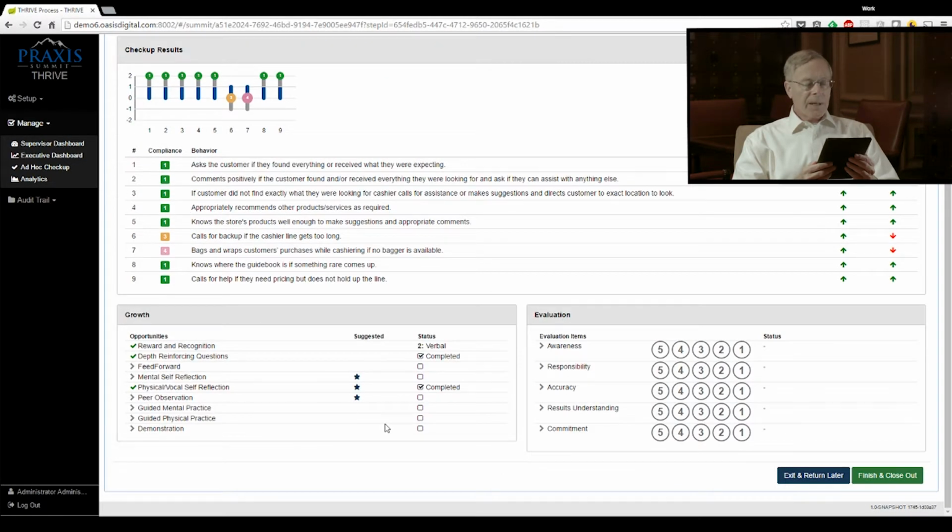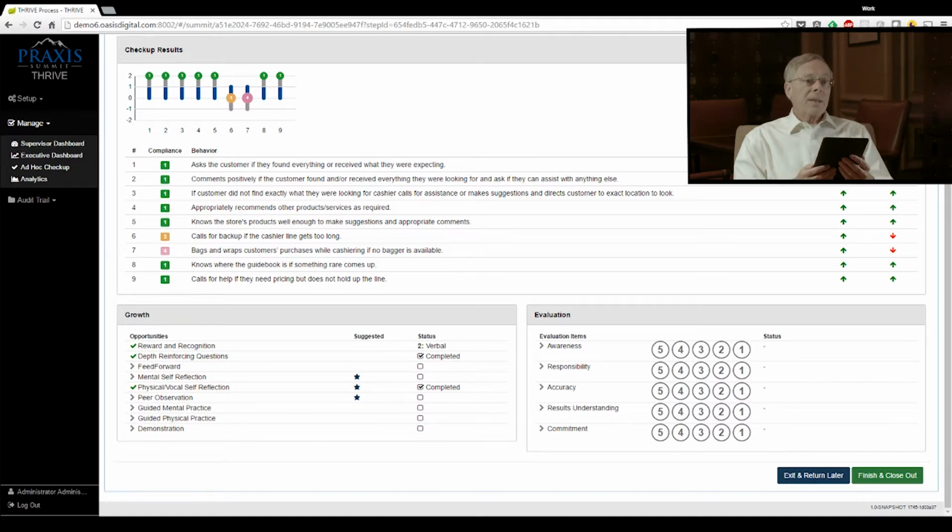And all of these practices are based on the deliberative reflective practice research and a lot of other research in terms of how adults learn. Our goal, of course, is to improve employee performance at the behavioral level and have that performance become superior over a sustained period of time. And how we do that, basically, it starts with the checkup.